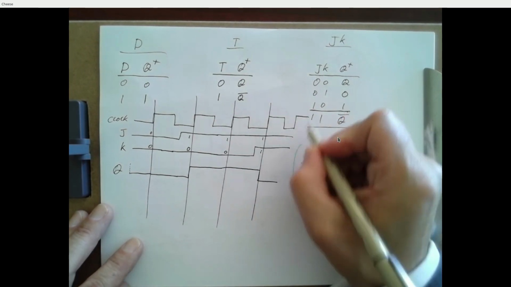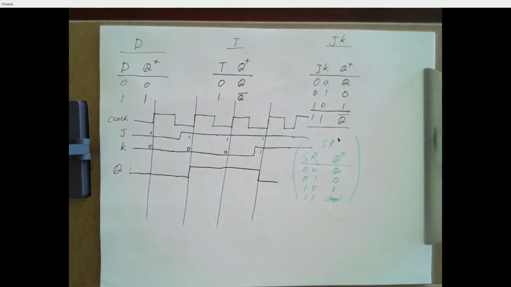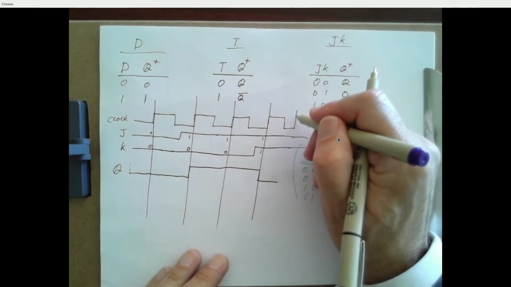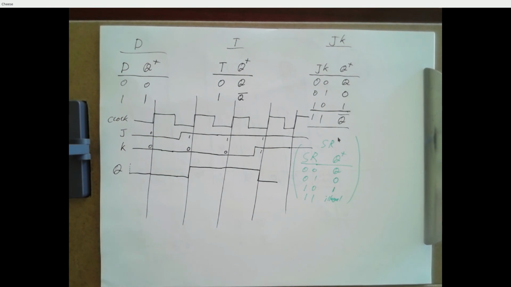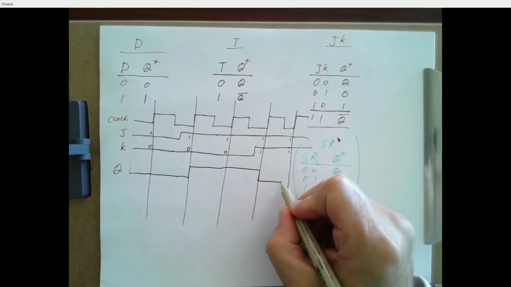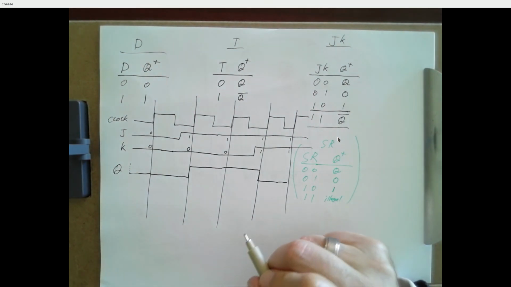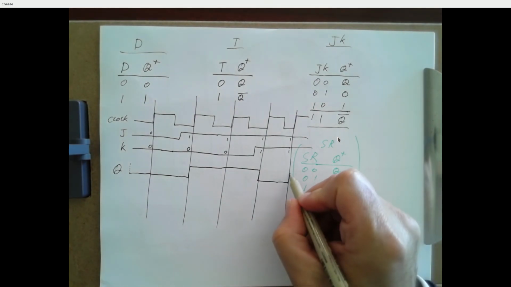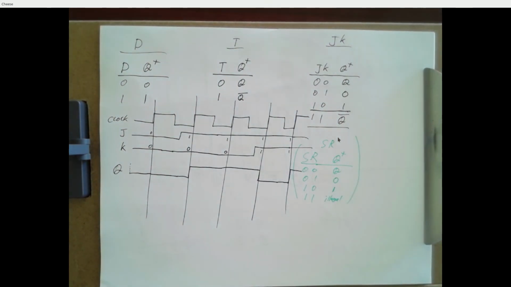And if we did one more of these, so here's another clock edge. And at this point, still J is 1 and K is 1. What's Q going to do here? It's going to toggle up to a 1. Okay, so that's what that JK flip-flop is doing with those particular inputs. Does that make more sense?